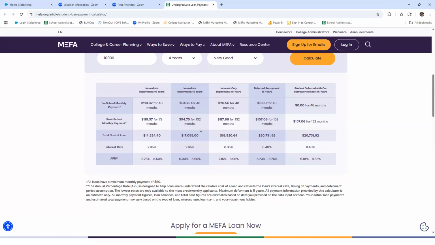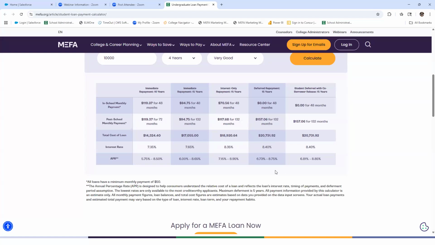But you can see as we go on and add in interest-only payments or deferred options, the monthly payments do go up after the student graduates, and the total cost of that loan also goes up accordingly with the interest rates. So it really is upon your family to decide, what can you afford? Can you afford that $120 payment for that $10,000 loan? If so, then that would be the lowest cost option to go with.